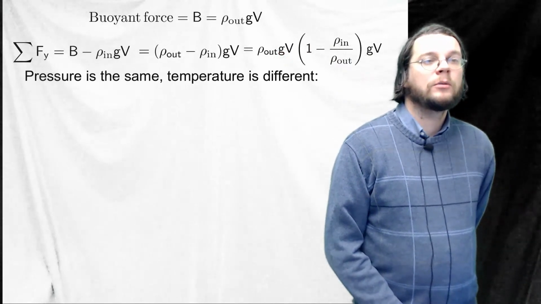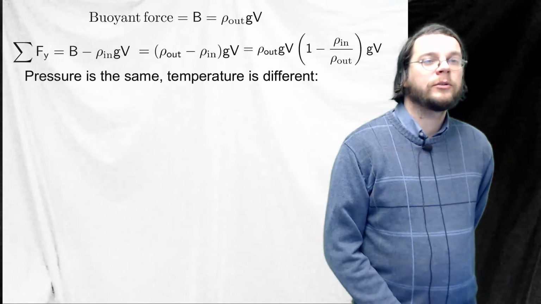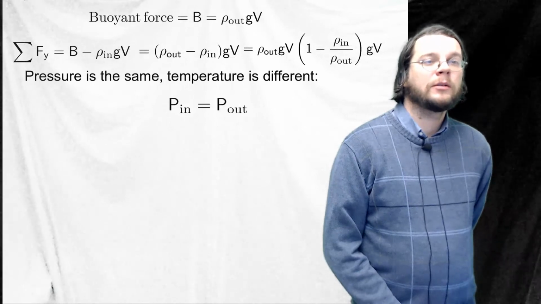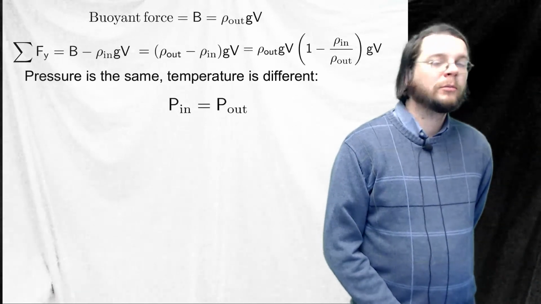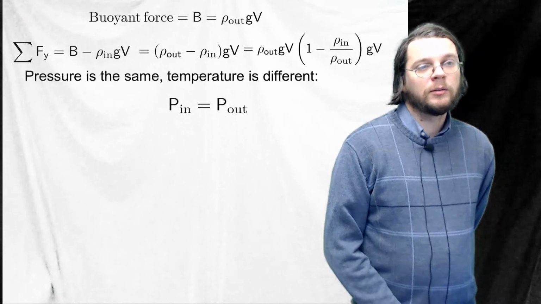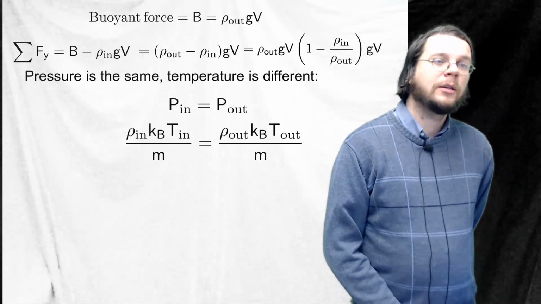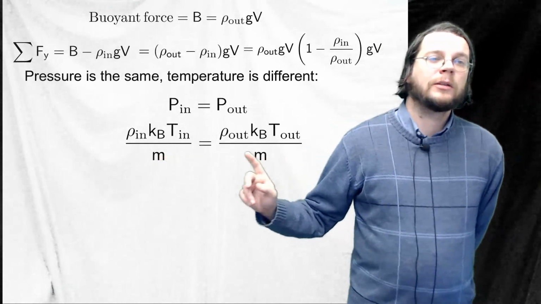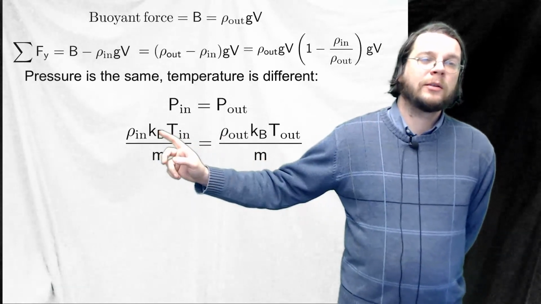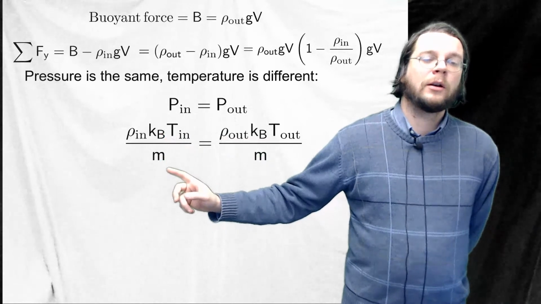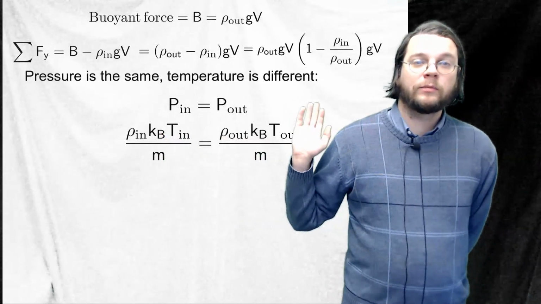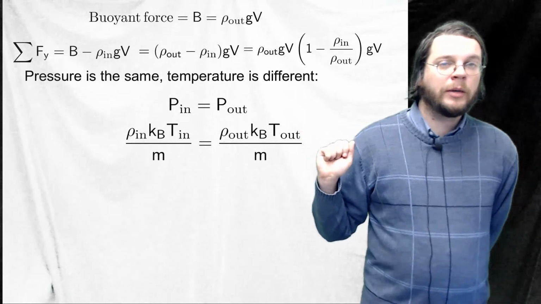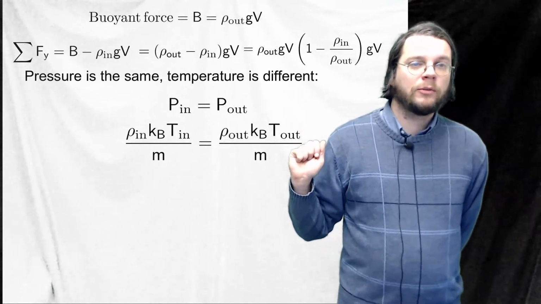And so, right, the pressure is the same, the temperature is different, and that tells us something about what the density is. Okay, so the pressure in is the pressure out, which means that the density in times the temperature in equals the density out times the temperature out. Now Boltzmann's constant is going to cancel from both sides. Should the mass cancel out? That's a question, and the answer is, well, it depends on what kind of stuff it is.